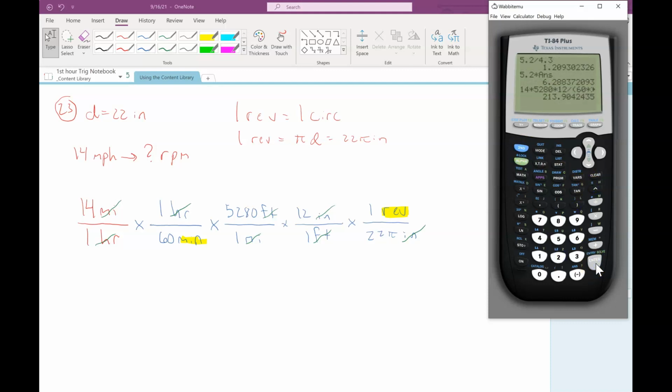So that should be about 213.9 revolutions per minute. Well, it wants it to the nearest thousandth, so 213.904.